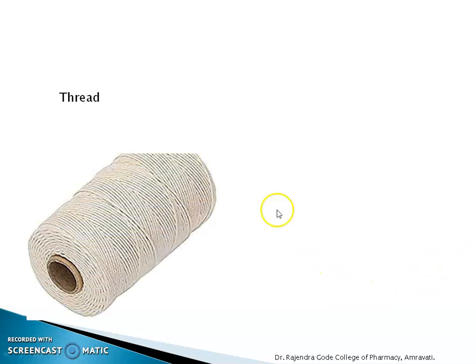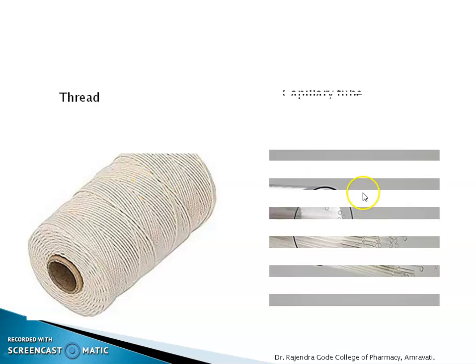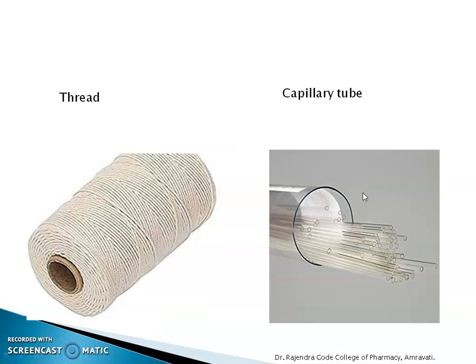Then next, thread is useful for tying the capillary tube to the thermometer. And next, capillary tube. The organic solid substance which we have to fill up in the capillary tube, which should be closed from one end.